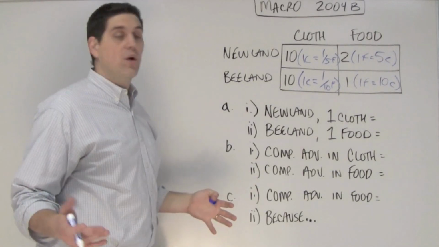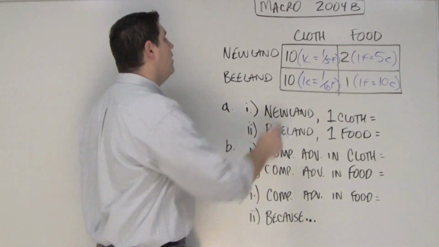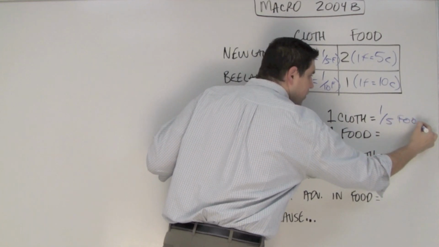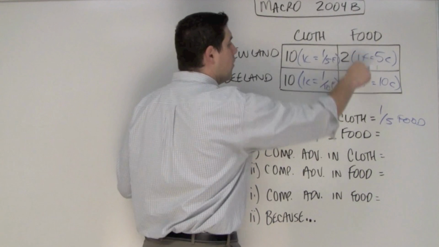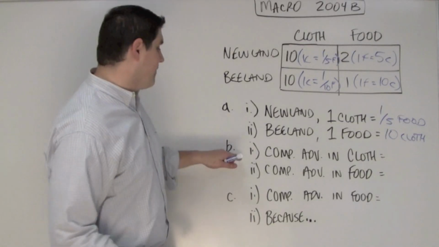Now let's actually start answering the questions. For Newland, 1 cloth costs how much food given up? Well, for Newland, 1 cloth costs exactly 1/5 of a food. For part A-II, Beeland: for 1 food, Beeland gives up exactly 10 cloth. You get that? Now time for B.